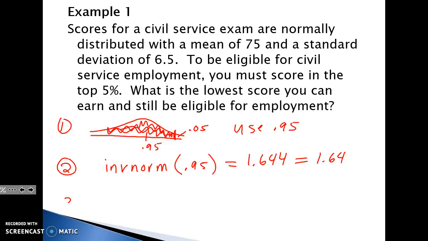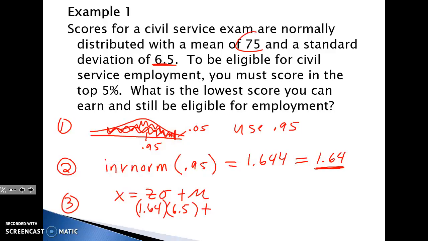My third step is I'm going to use the formula. The formula is x equals z times sigma plus mu. So I just found the z value, 1.64. I'm going to multiply that by my standard deviation, which is 6.5. And I'm going to add the mean, which is 75. So this gives me a score of 85.7.